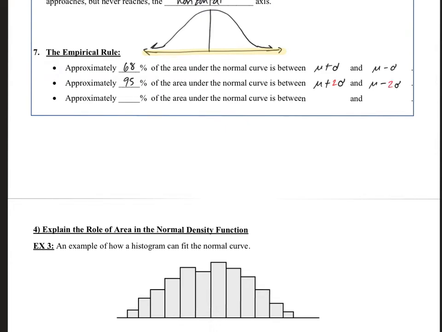Then, lastly, 99.7% of the area under the normal curve is between mu plus 3 standard deviations away, and lastly, mu minus 3 standard deviations away. And that's talking about from the middle. So if this was 1 standard deviation away, this would be our area for 68%. Then this would be our area for 95%. And lastly, the area for the 99.7%.